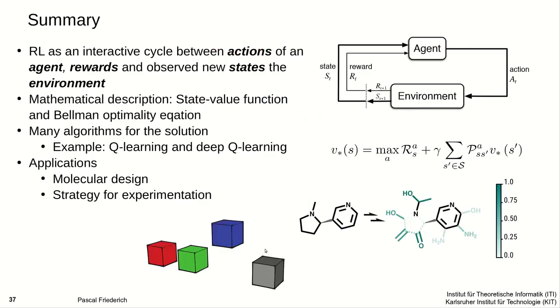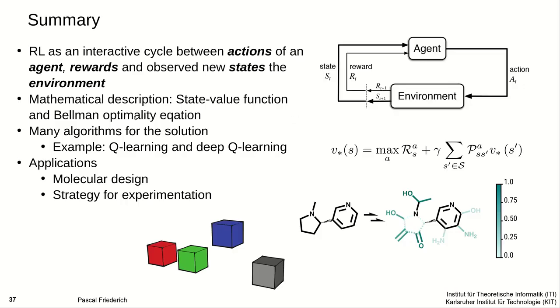With this, I'm at the end of today's lecture. As a summary, we were in the first video discussing reinforcement learning as some interactive cycle between actions that an agent can take and the environment that the agent can observe, states and rewards that the agent gets from the environment that lead, in this case, to this sequential decision-making process where the goal is to maximize the future reward.